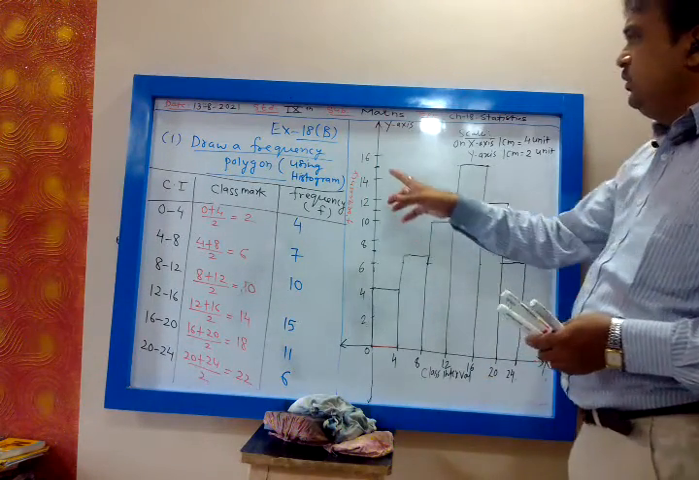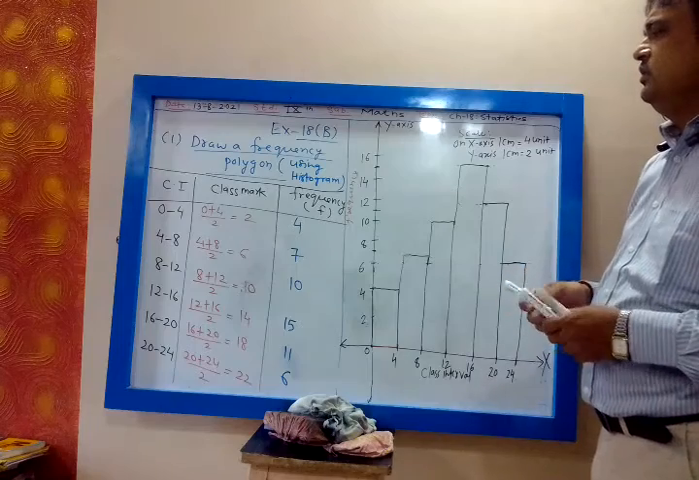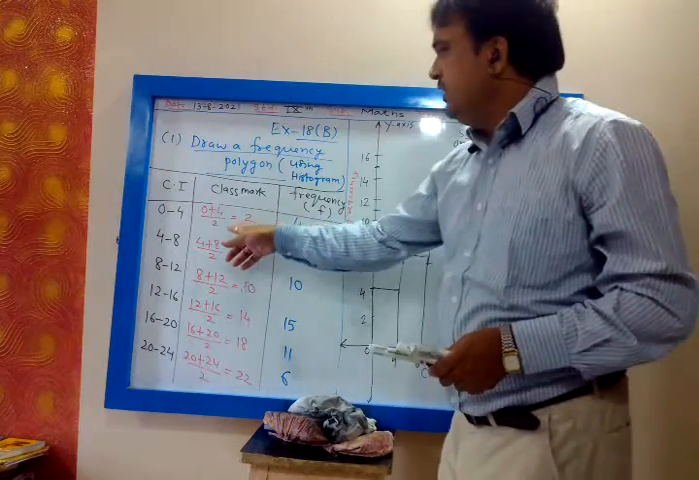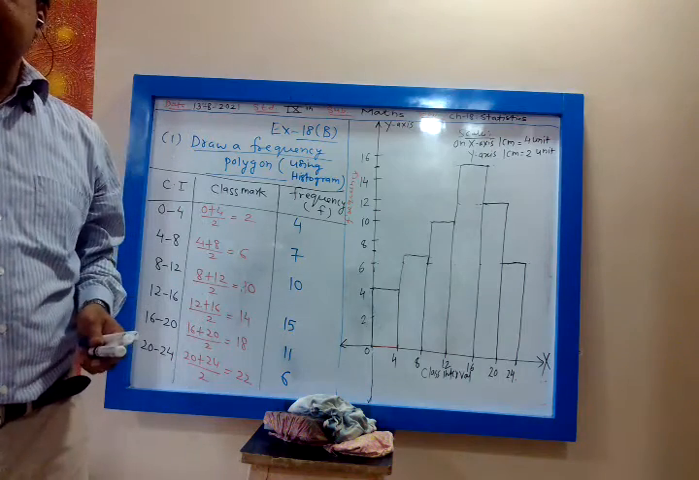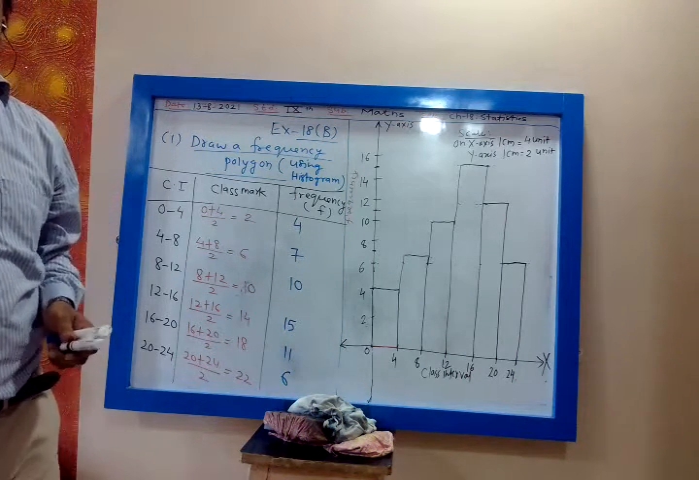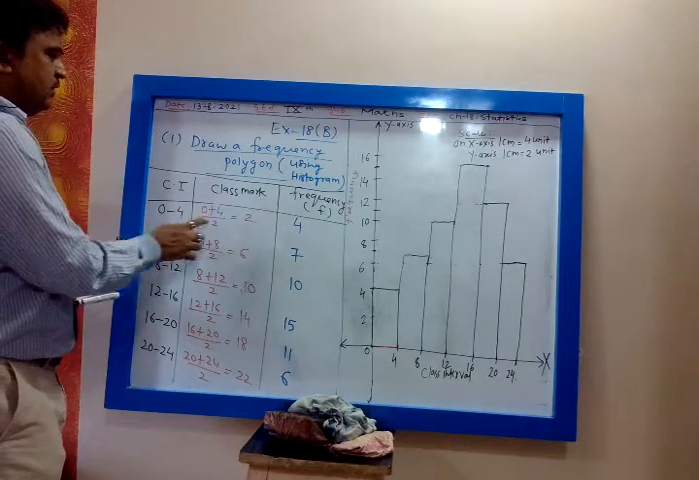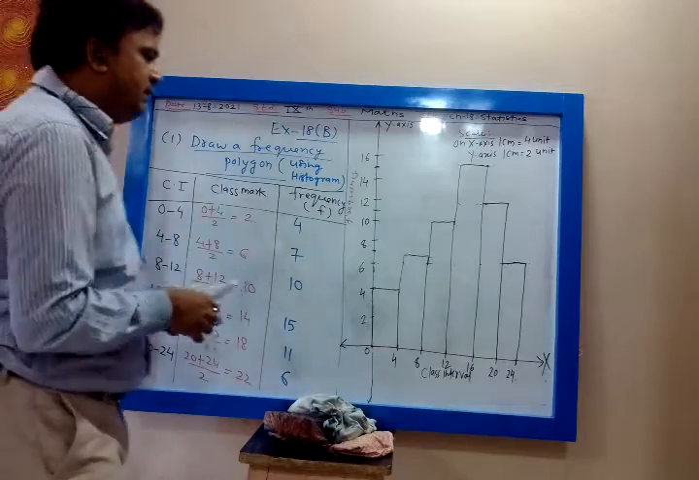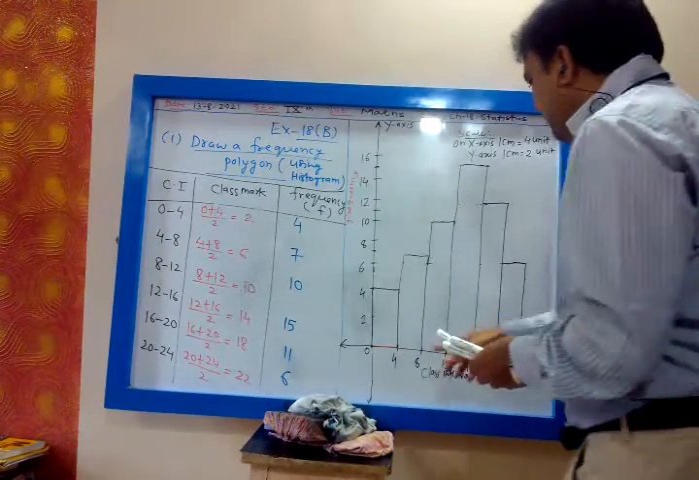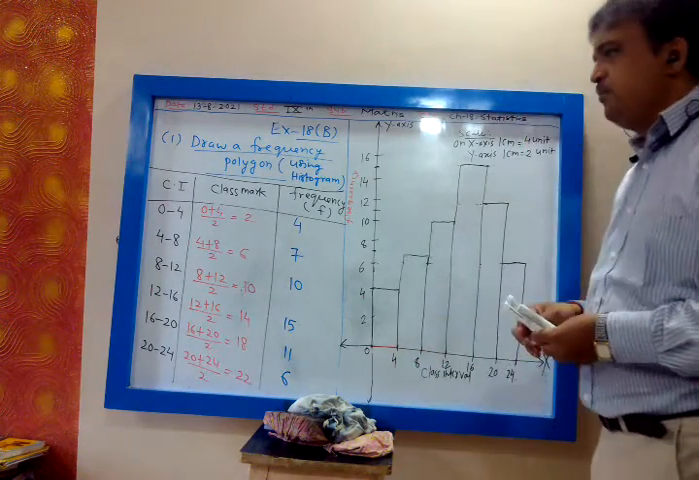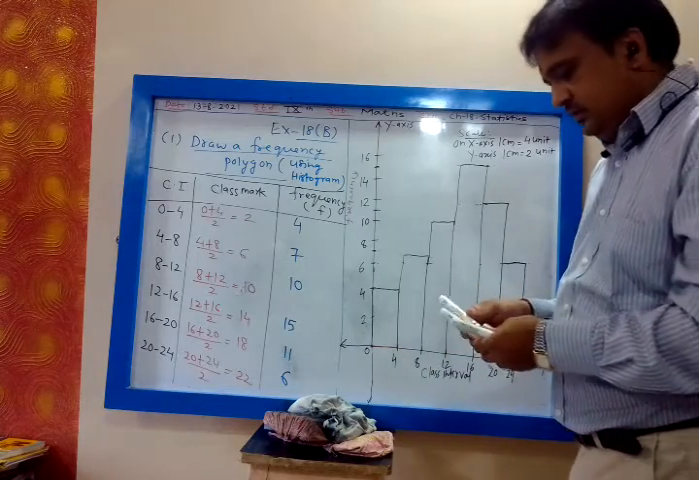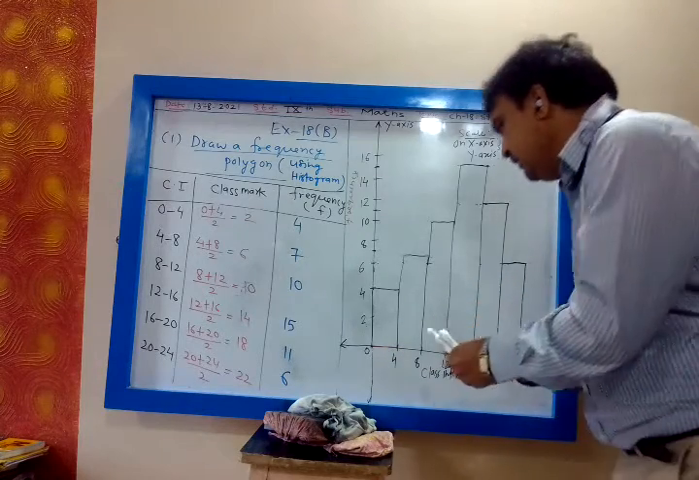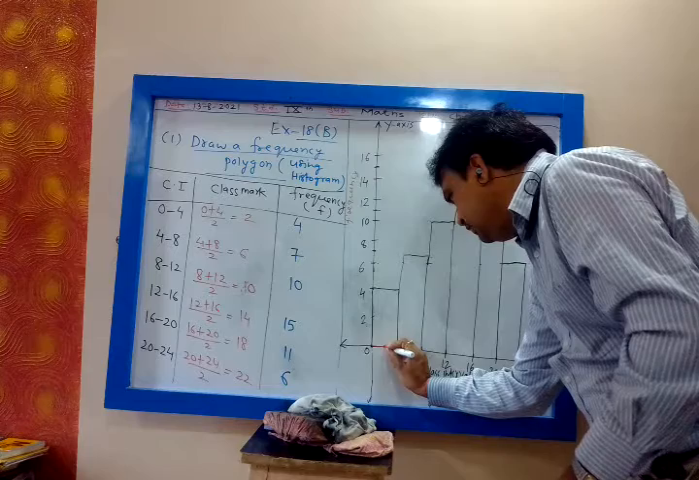Now to draw the frequency polygon, we have to plot the class mark on the class interval. The class mark is the midpoint of the class interval, yes or no? For 0 to 4, the class mark is 2. Where will 2 be? Between 0 and 4, in the middle of that, it will be 2.